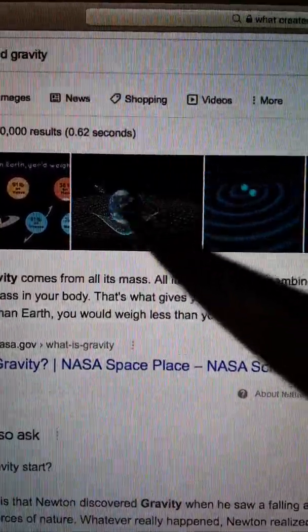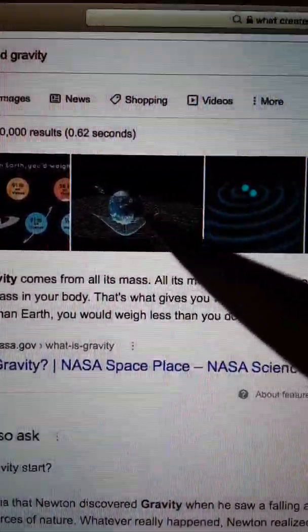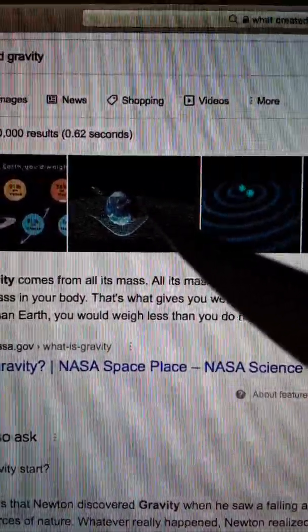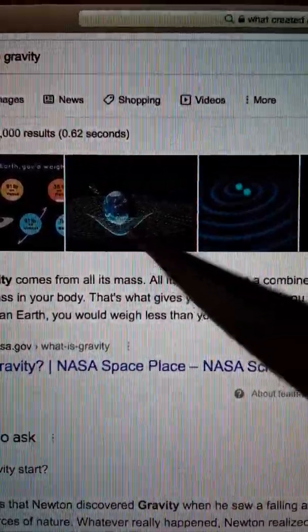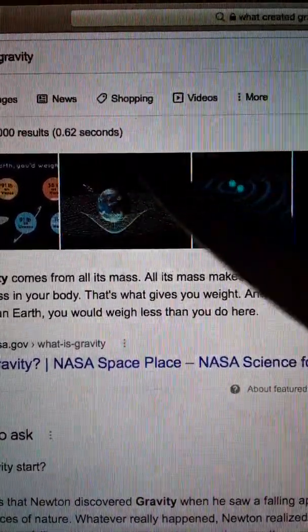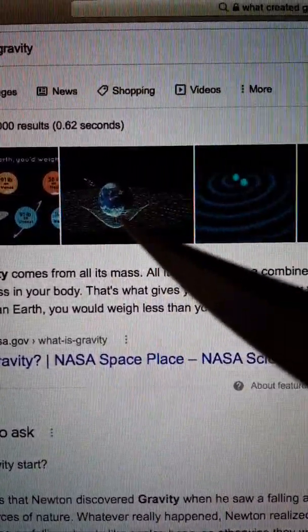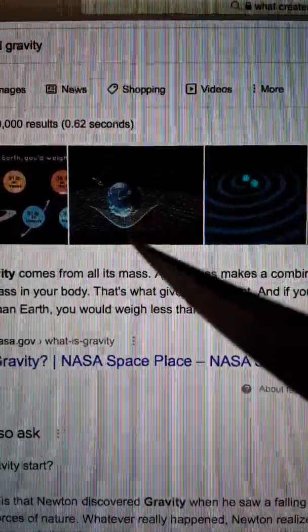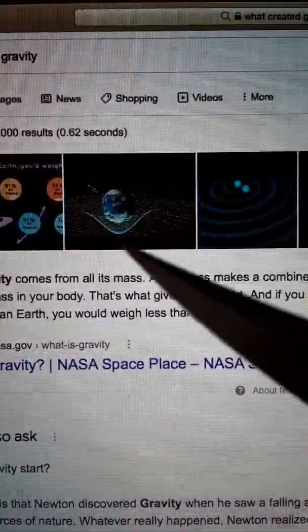And it curves it, and then, like if you were to put something in there, it would go towards the Earth in their description. In my opinion, that would go all the way to the bottom, and there would be no opening to go around it. You see what I'm saying? They got to draw it like this, because when they show you in real time, the bowling ball is touching the trampoline and nothing can go under it or orbit it.